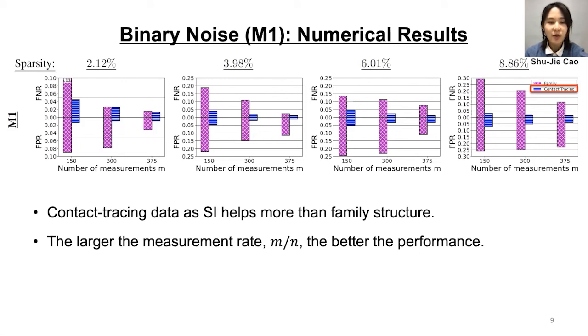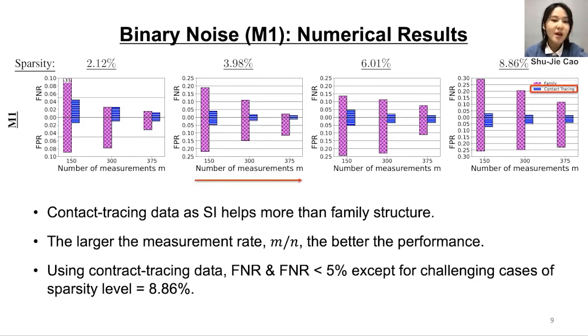If we look at any of the 4 panels here, we see the horizontal axis is the number of measurements. We see that when increasing the measurement rate from 30% to 37.5% to 50%, the group testing accuracy gradually improves, which is as expected. We can also see that by using contact tracing data as side information, the false positive and false negative rates are below 5%, except for the challenging cases where the true positivity rate is about 9%.